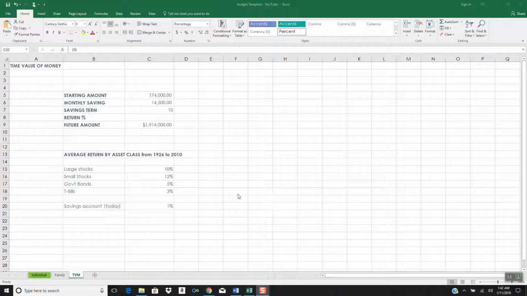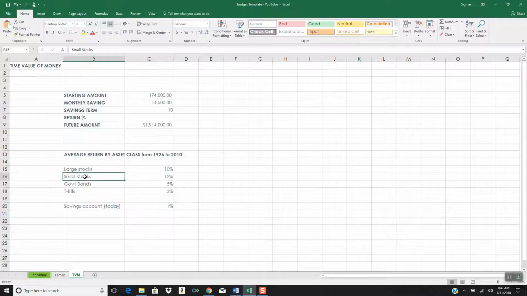Now, with that said, 1% isn't a real high return. So you can imagine some people, when they save and invest, want to earn a percentage that's higher than 1%. So they invest in other things other than just a savings account, right? They may go invest in large stocks, small stocks, government bonds, T-bills, maybe real estate. All of these things have a different return profile, and they also have a different risk profile, meaning the more risk you take, the more return you can possibly earn.